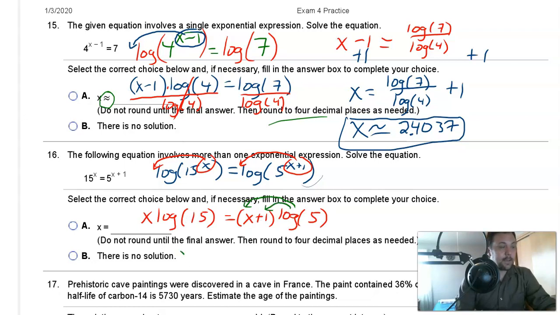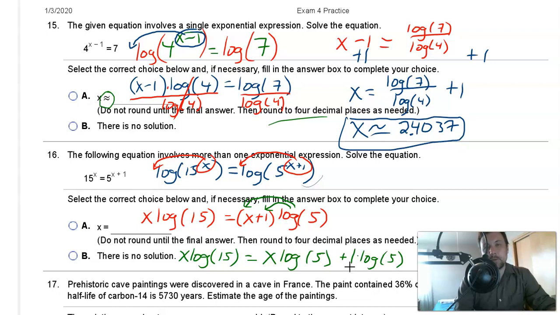So we'll still have x times log base 10 of 15 equals x times log base 10 of 5 plus 1 times log base 10 of 5, which of course the 1 doesn't have to be written, but just to make it clear what's happening there, I'm going to write it at this point, but then later I'll go ahead and absorb it into that logarithm, right? Because 1 times anything is just that anything, right? The 1 doesn't have to be written there.